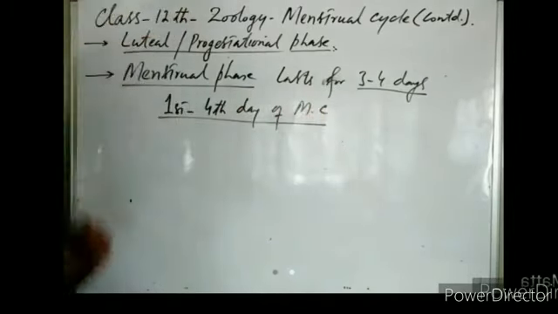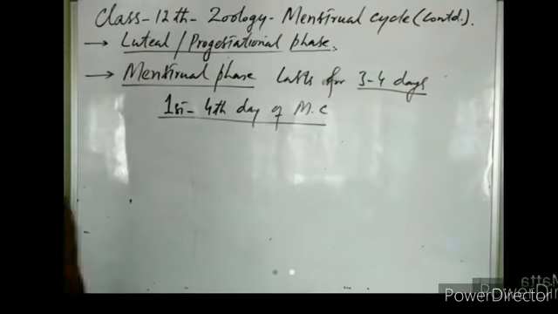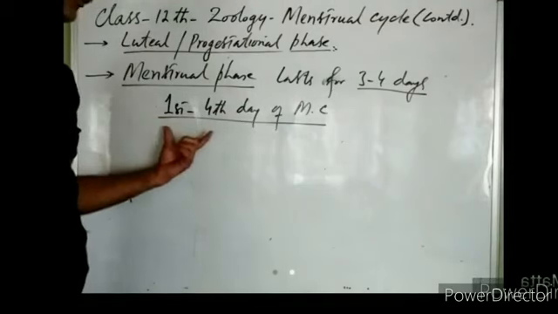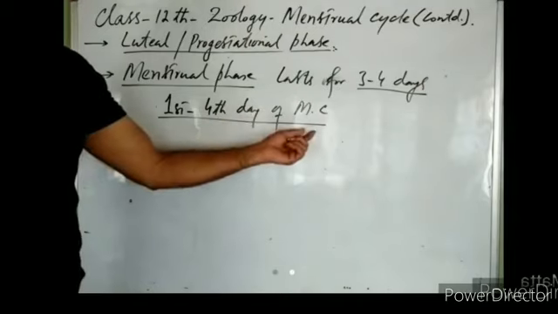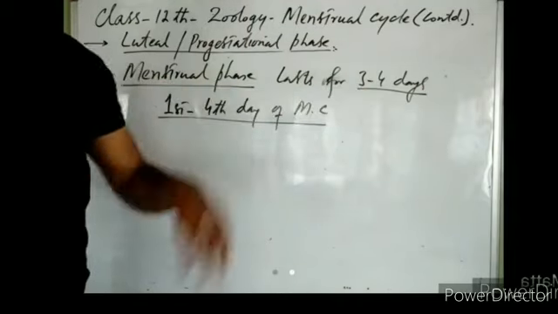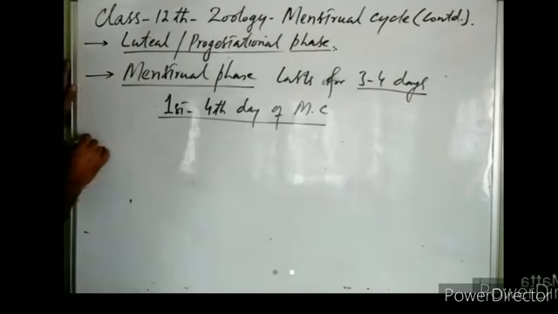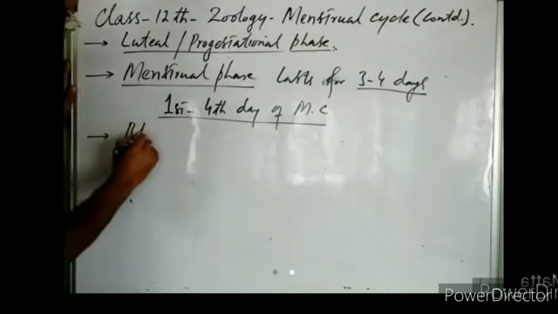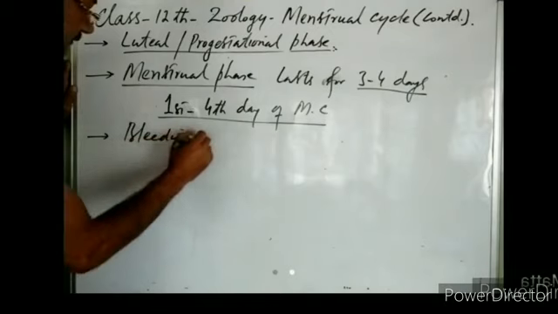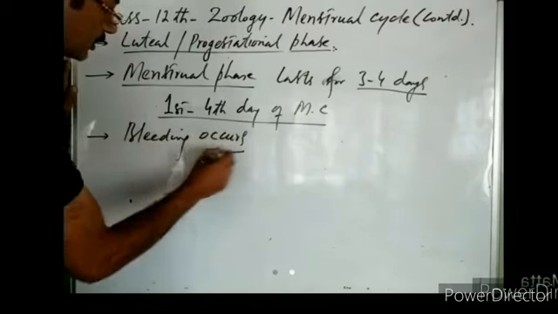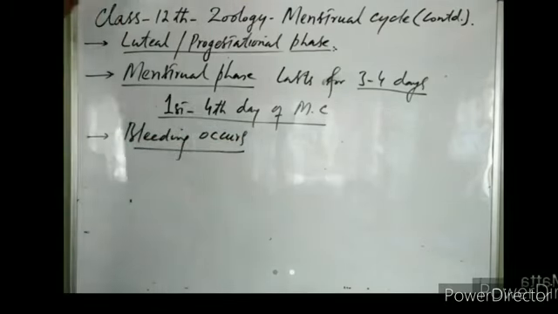This phase starts on the first day of menstrual cycle. So when the bleeding occurs, that is the first day. So from first day, it continues up to fourth day of menstrual cycle. So it remains for a period of just 3 to 4 days, right? So in this phase, bleeding occurs. Why bleeding occurs in this phase?